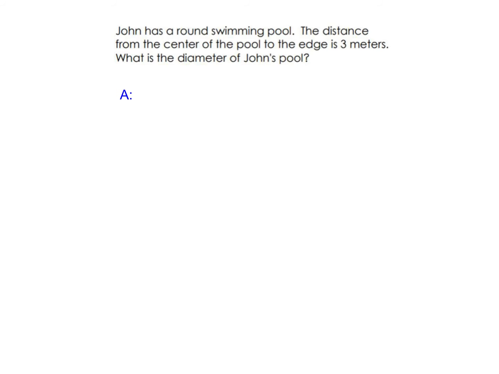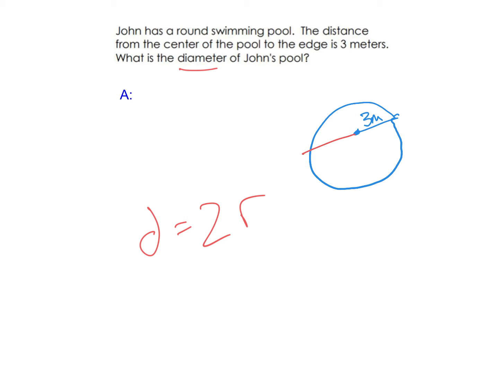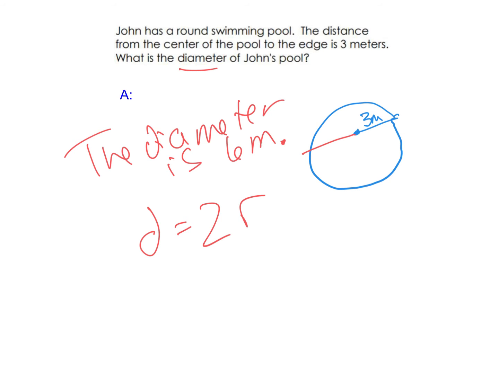John has a swimming pool. The distance from the center of the pool to the outside edge is 3 meters. So his swimming pool is round. It's a circle. Center to the edge. That is a horrible picture. Yes, I know. Just deal with it. It says it's 3 meters. So what's the diameter of the pool? We know diameter is 2 times radius. Your radius is 3, so the diameter is 6 meters. 3 times 2 is 6.